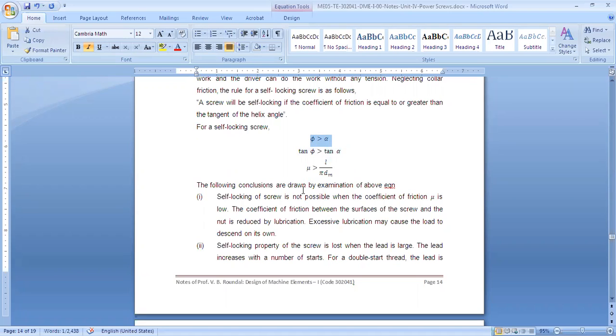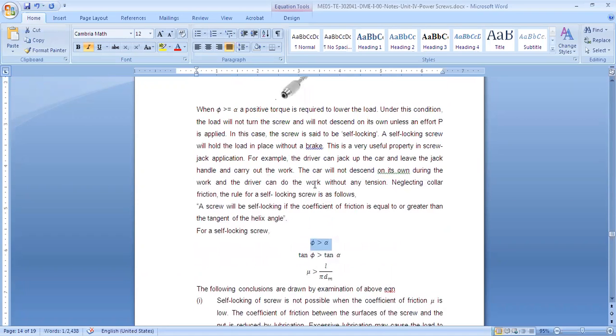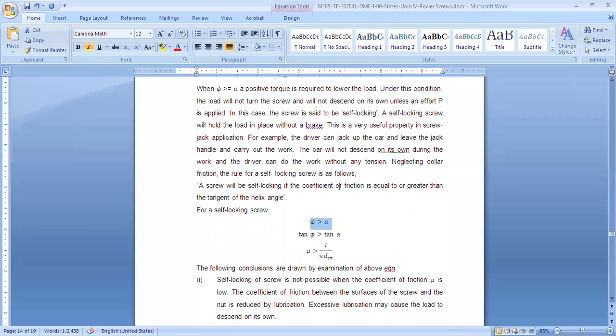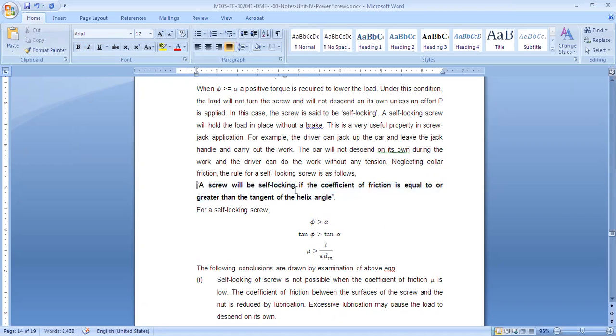If the friction is very low by self lubrication, if we put too much lubrication in a screw jack, and the friction comes down drastically, then it will not be a self-locking screw and it will not serve the purpose. A screw is self-locking if the coefficient of friction is equal to or greater than the tangent of the helix angle. This is the sentence for the self-locking screw: the coefficient of friction is greater than the tangent of the helix angle.